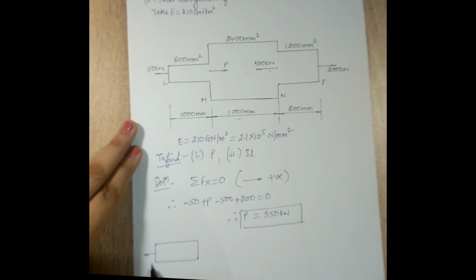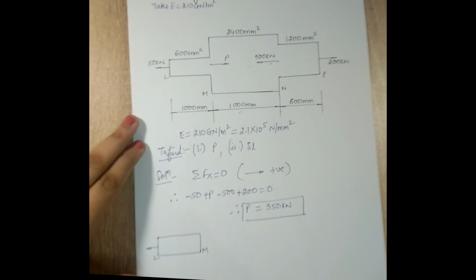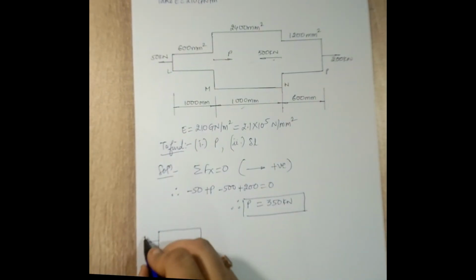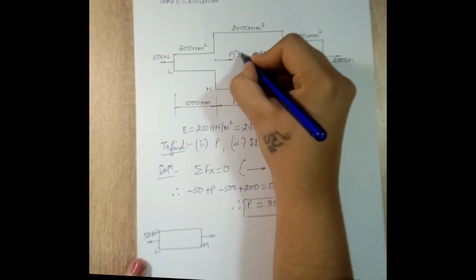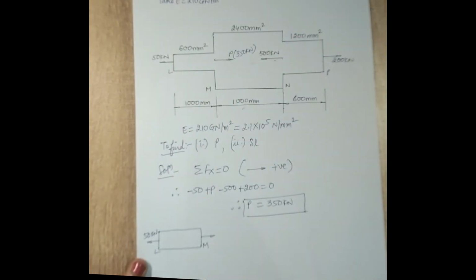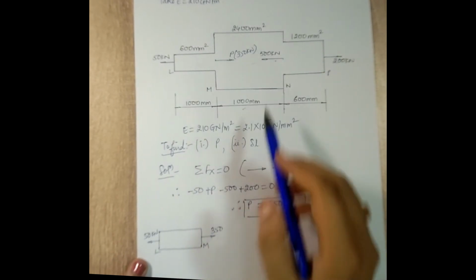To the left of LM is 50 kilonewton, so I directly write 50. Obviously, I know to the right also it is going to be tensile 50. Now for that, I'll start with P. P is 350 kilonewton. It is causing a pull effect on M, so this is plus 350.